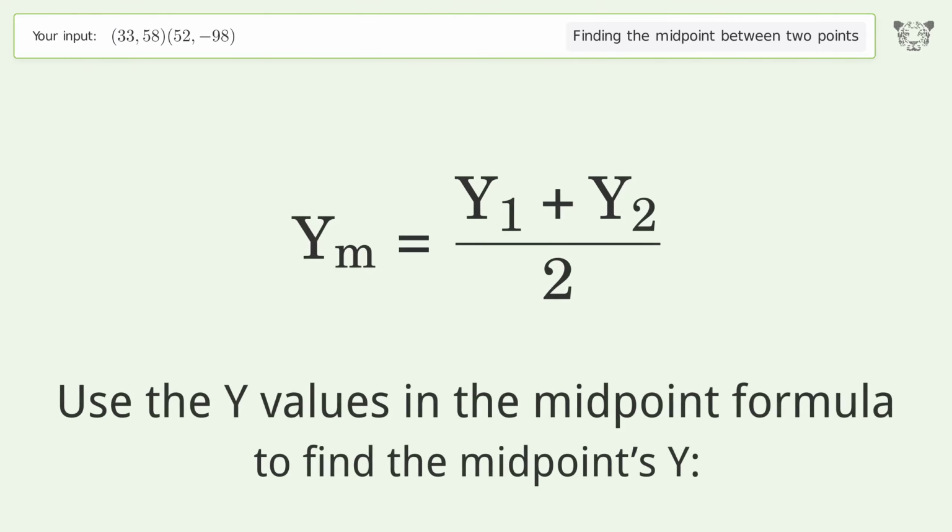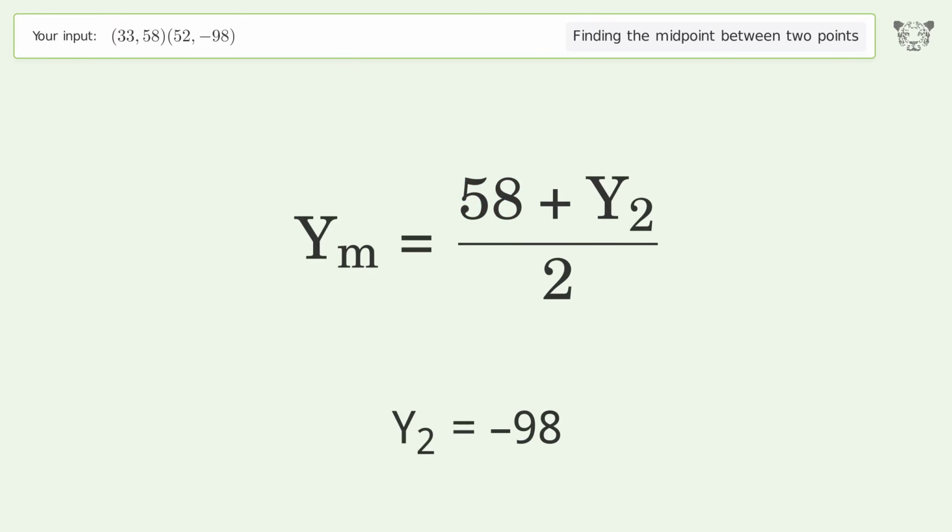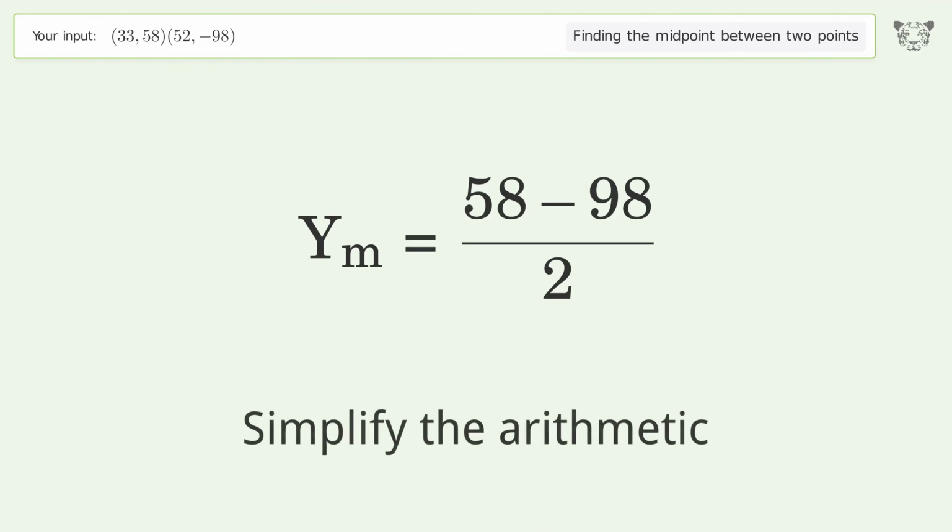Use the y values in the midpoint formula to find the midpoint's y. y1 equals 58. y2 equals -98. Simplify the arithmetic.